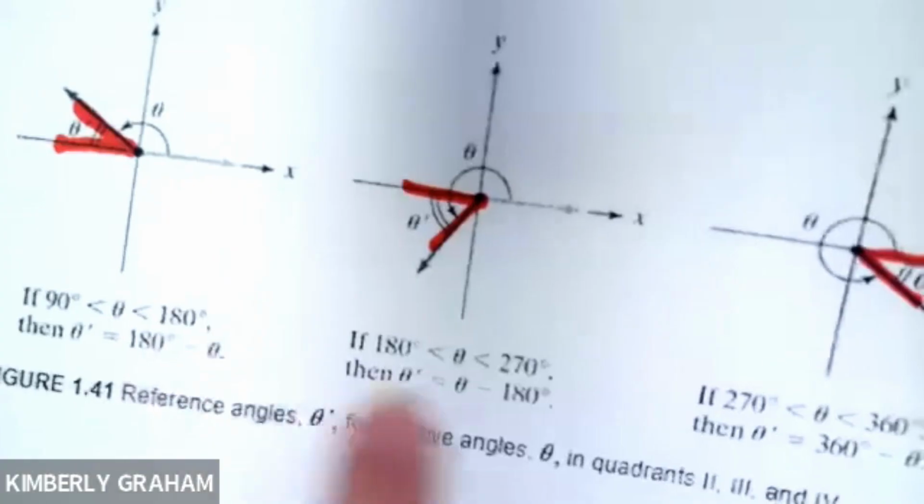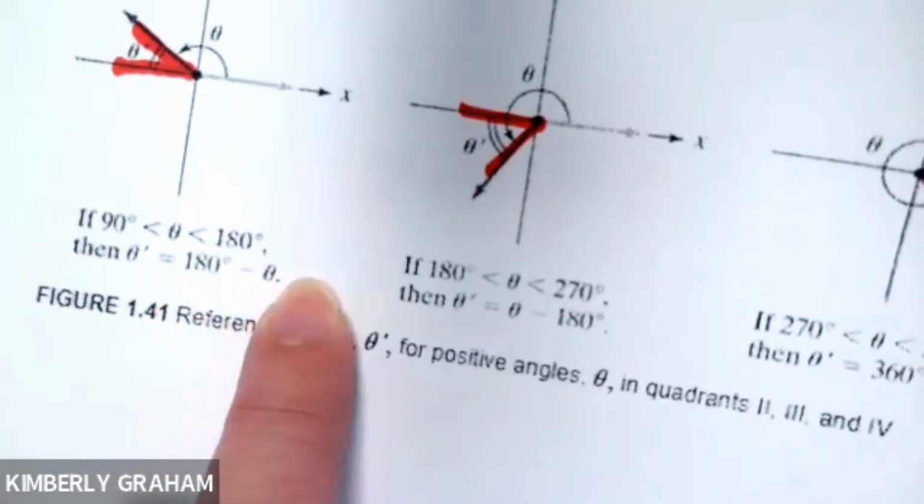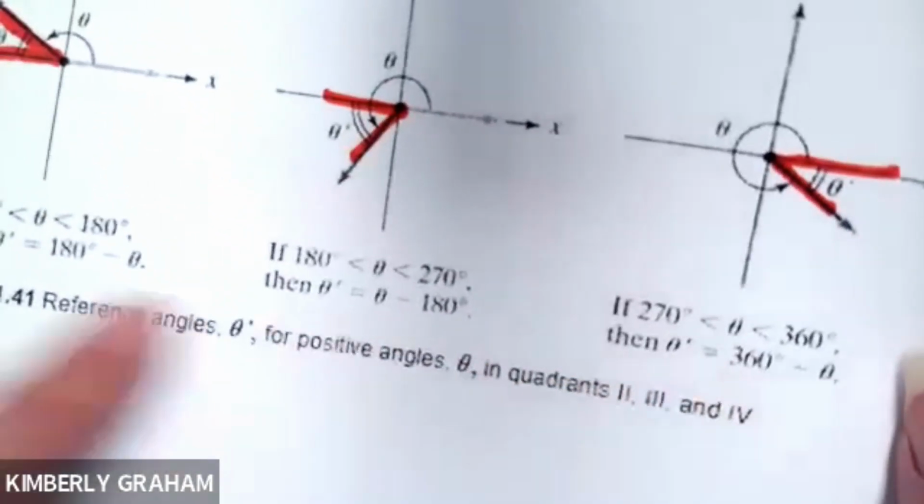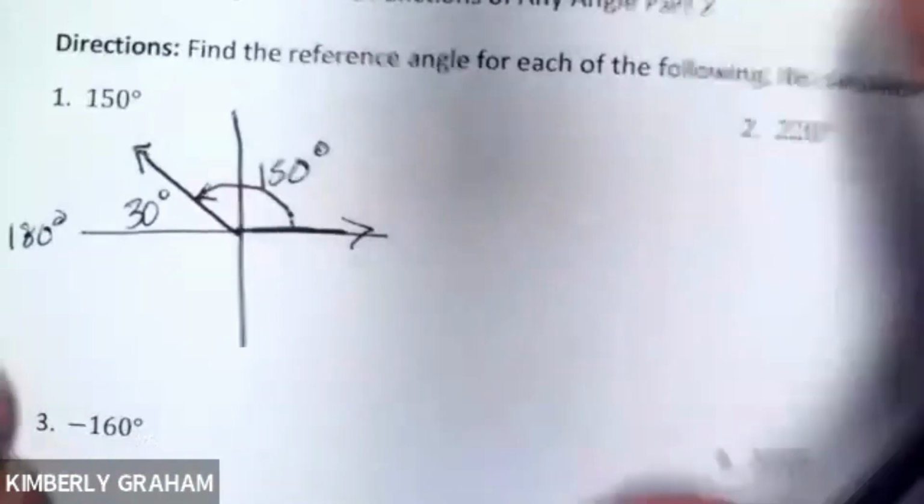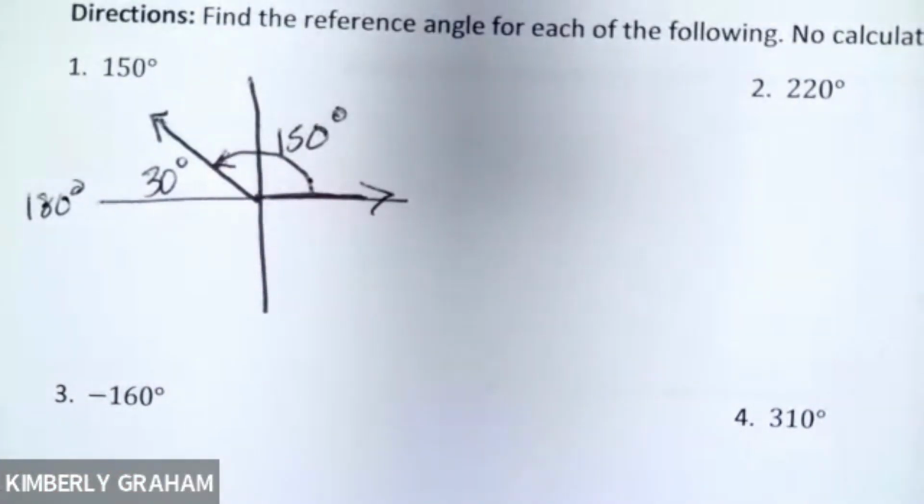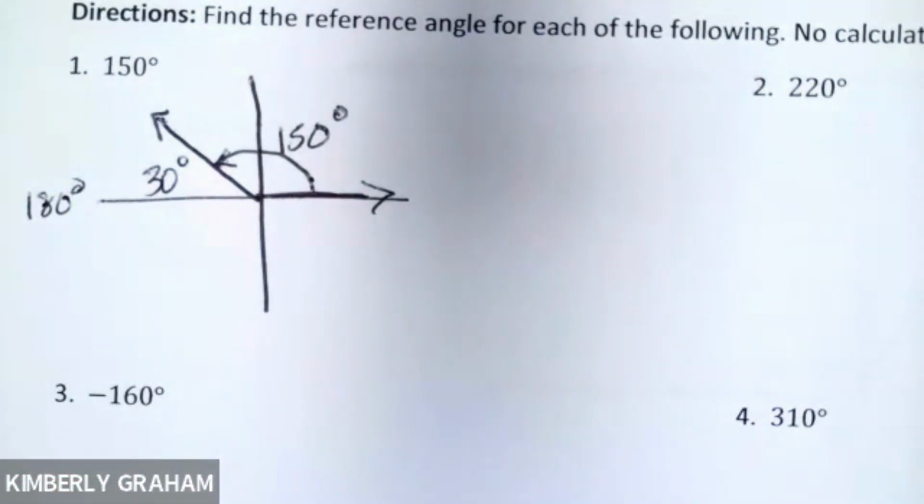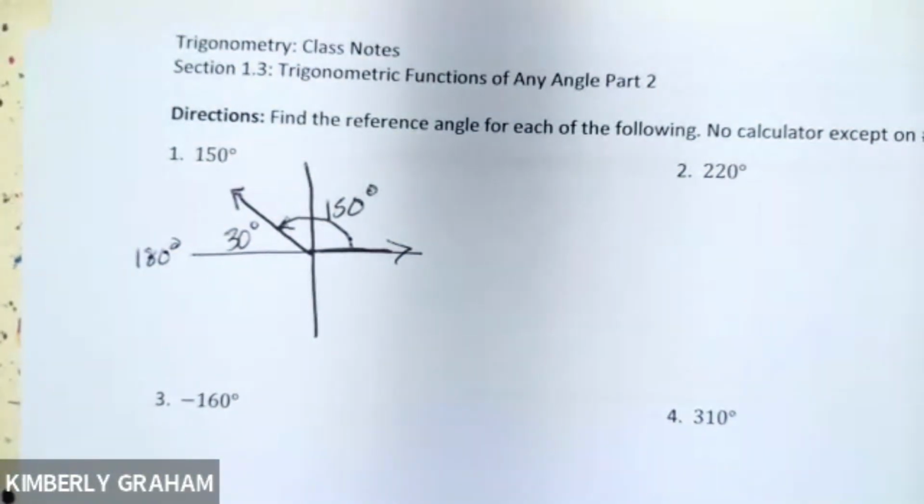Now, your book goes through this explanation about how to find your reference angle, 180 minus theta. I would not take the time to memorize these. If you know what a reference angle is, then you can sketch this out and know that it's going to be 180 minus 150. You should be able to figure that out from the picture instead of having to take the time to memorize something. I would rather y'all think through these things with understanding than memorizing stuff.